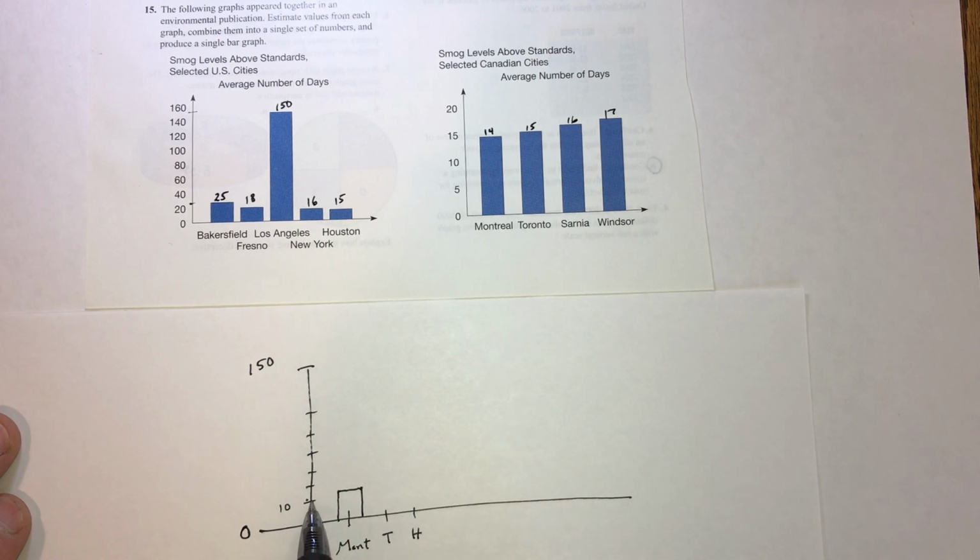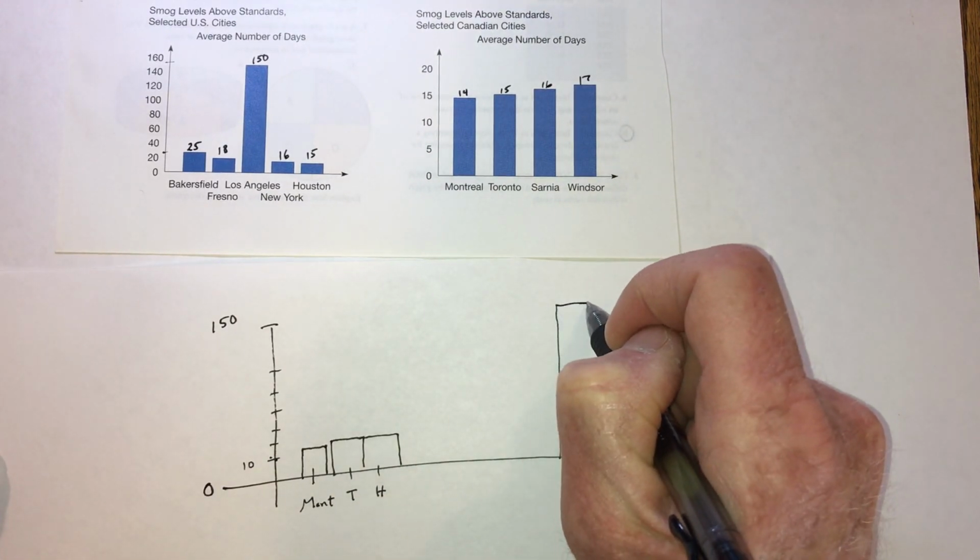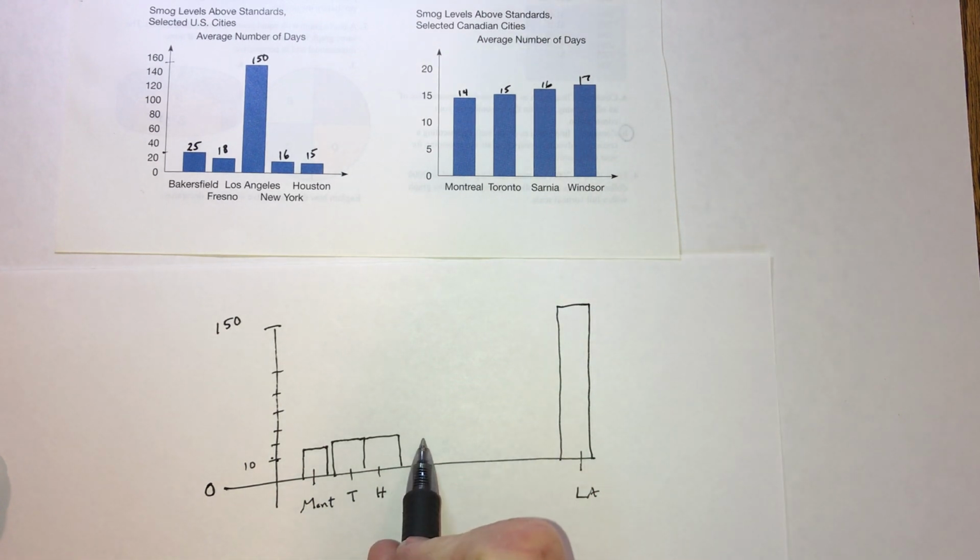Did I go by tens or fives? Oh, I went by tens. Oh yeah, so that's 15. And then, so that's 14. So 15 would be just a little bit bigger. This one would be the same. And then by the time you get to Los Angeles, its bar would go up to 150. And then you would just see the bars get bigger and bigger and bigger until you get to Los Angeles.